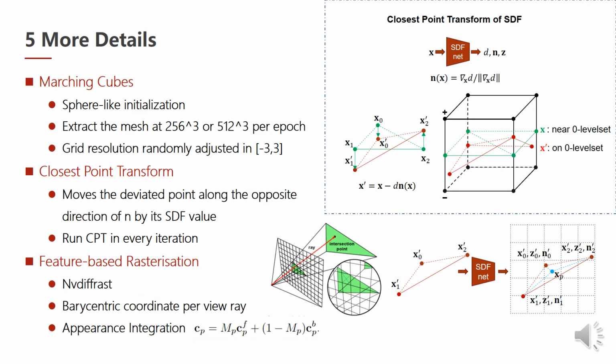During training, we apply CPT in every iteration, whereas the marching cubes algorithm is implemented once every epoch. To enhance sampling smoothness, the grid resolution for marching cubes is randomly adjusted within a range of -3 to 3 around a base resolution. We employ DIffRas to render the transformed mesh in each view. The 3D intersection point of a view ray and a triangle is computed by barycentric coordinates. We integrate the background appearance and foreground appearance to get the rendered color per view ray.